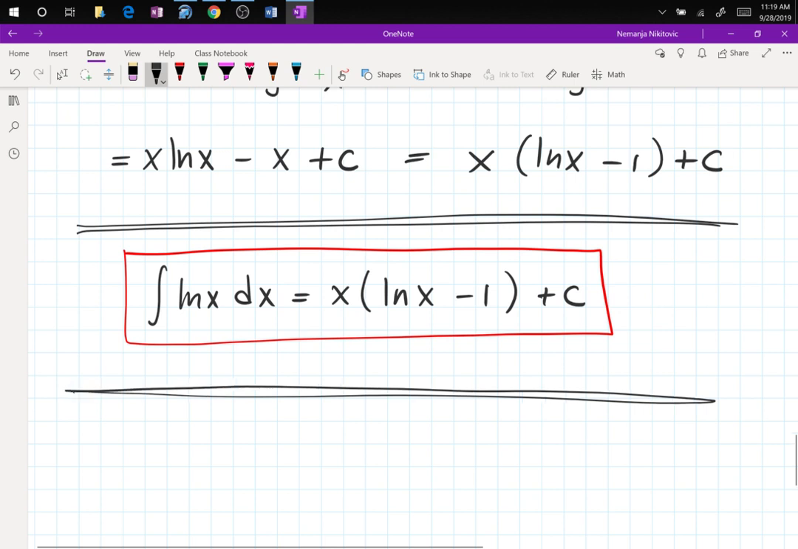You have the integral of ln x squared. Would you have to do like two separate integration by parts?